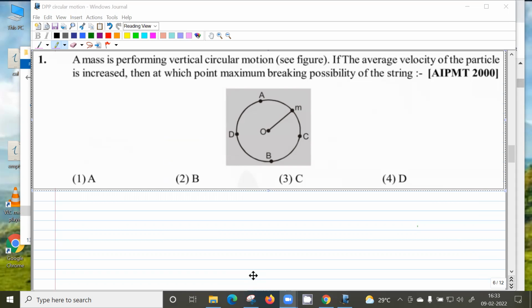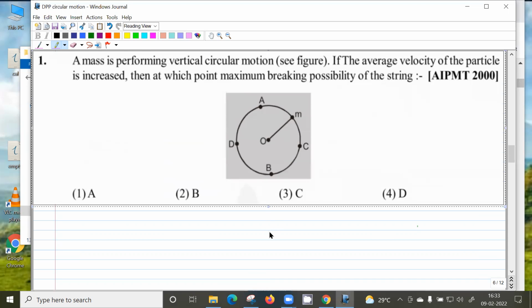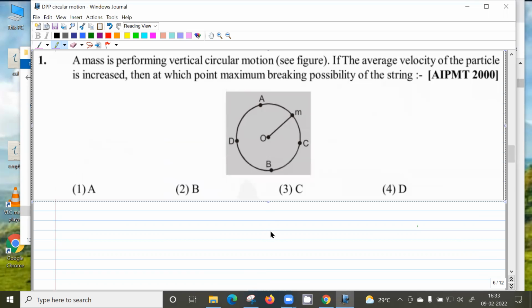Okay, this is a trivial question. It's a theoretical question. You don't have to calculate anything. Concept question. What is the answer? So the string will break under what condition?